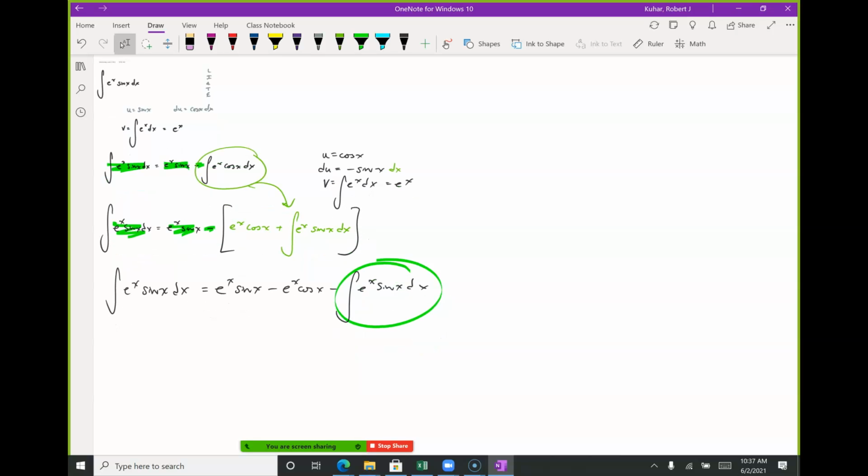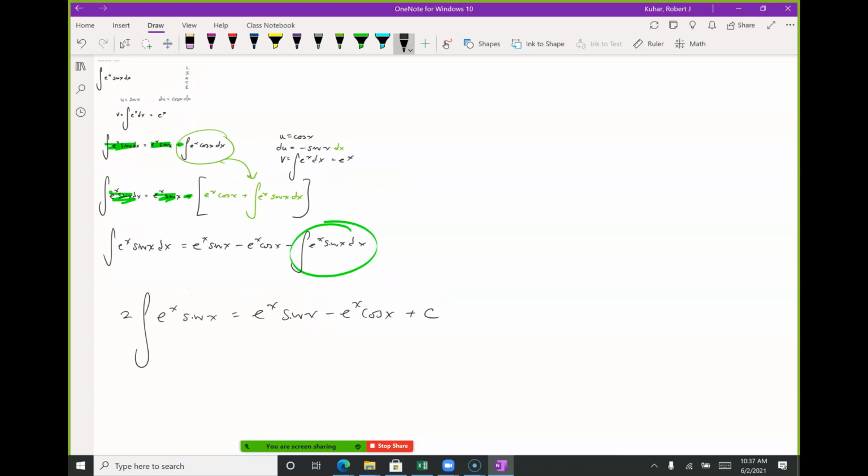So I'm going to move that integral to the other side, so I added that integral onto the left side. I took that integral and moved it to the other side, right? So now I have two of them on the left. And now I'm going to divide by 2.